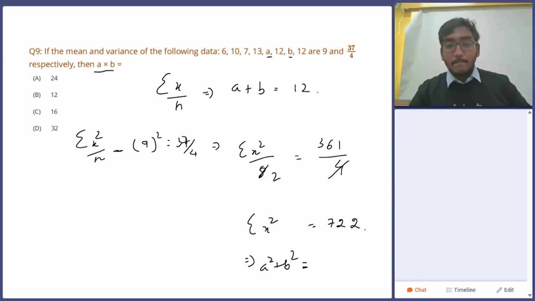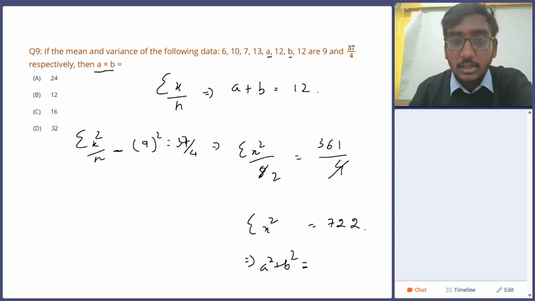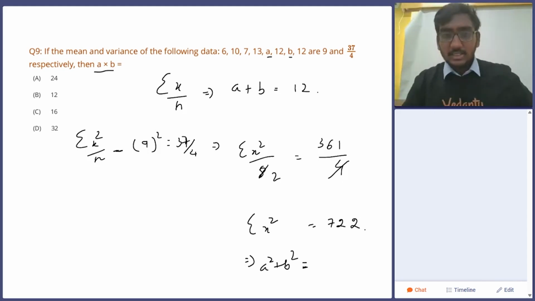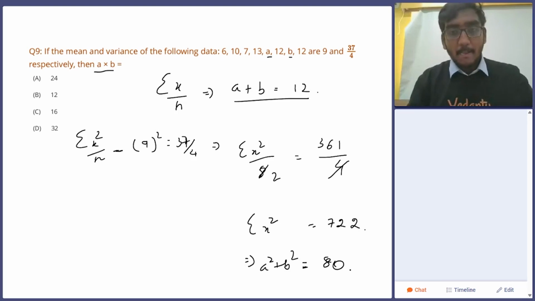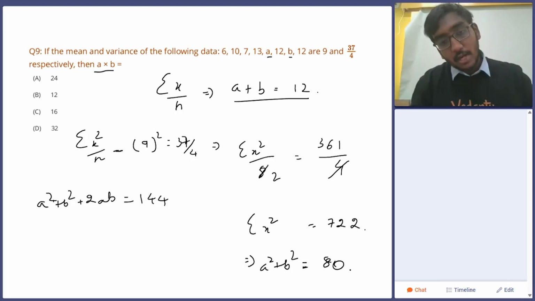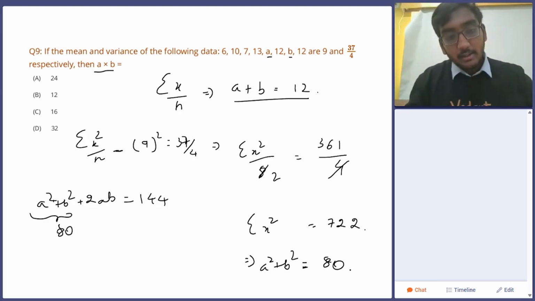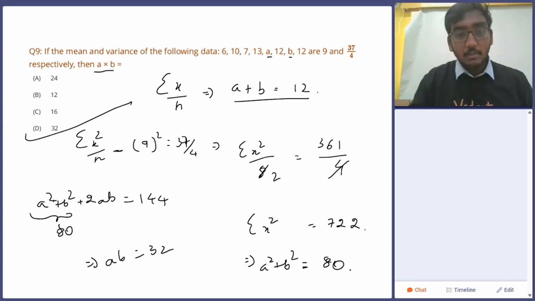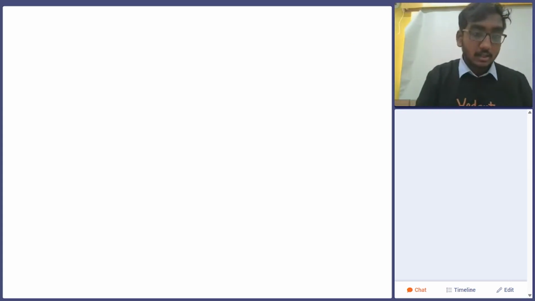Let me just calculate. 3600, 49, 169, 144, and another 144 is also there. So you will be getting it as 80. One more expression we have is that a plus b is 12. If you square on both sides, a square plus b square plus 2ab will be 144, right? And this is already known to be 80. That means 2ab will be 64 and ab will be 32, right? That will be D option. Okay, 32 is the answer.